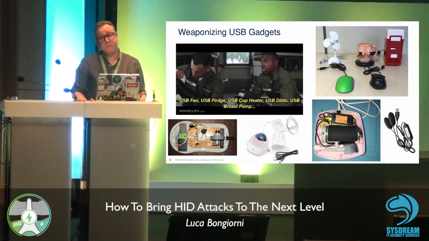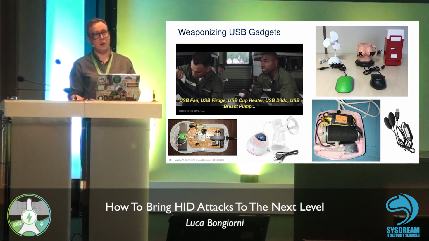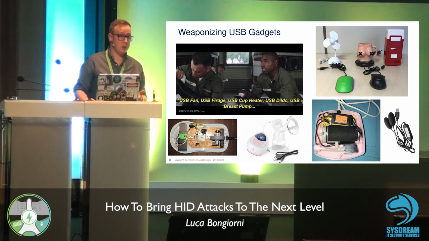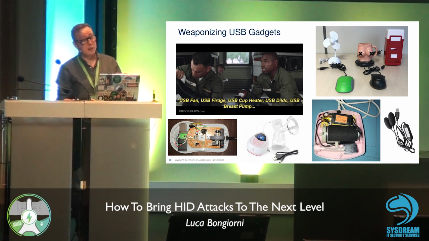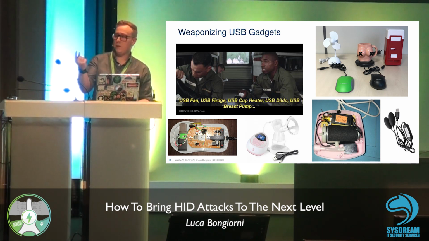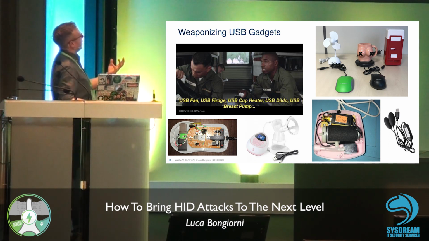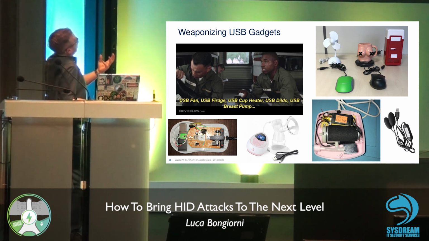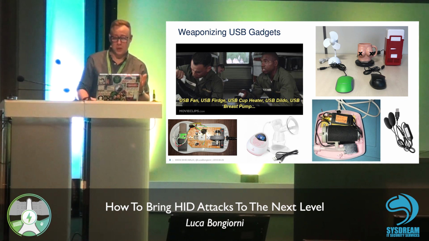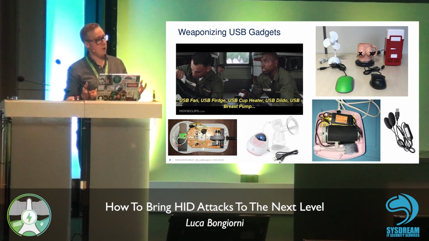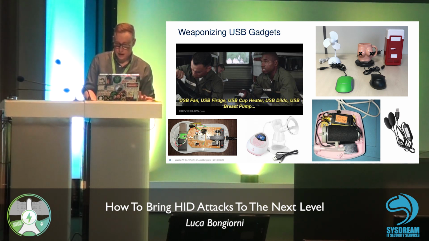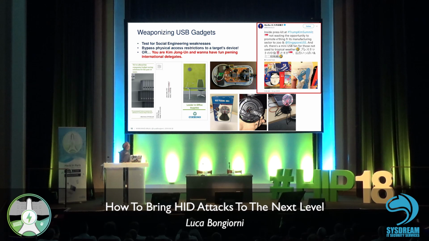So another thing you can do is trick people using other USB gadgets on the market that usually raise less suspicion. For example, if you see a USB flash drive, you think there might be malware there. But if you see a plasma ball, a cup heater without the cup, a fan, or a USB beer fridge, your awareness will be lower. So by weaponizing USB gadgets, you can test for social engineering awareness exactly as you were doing with the flash drive.